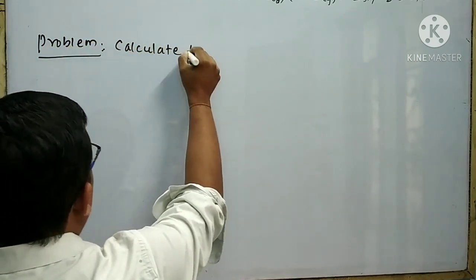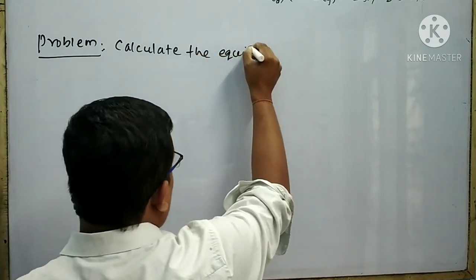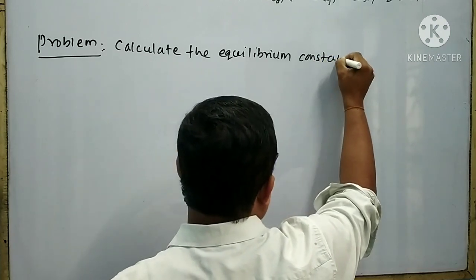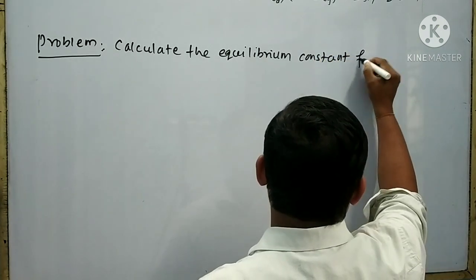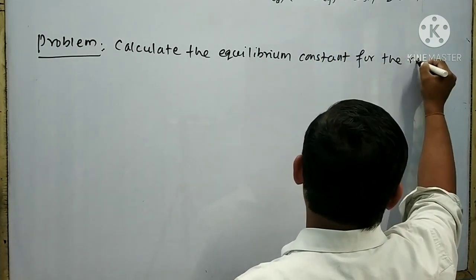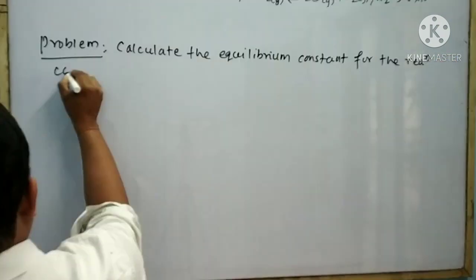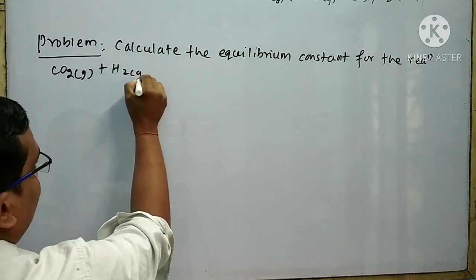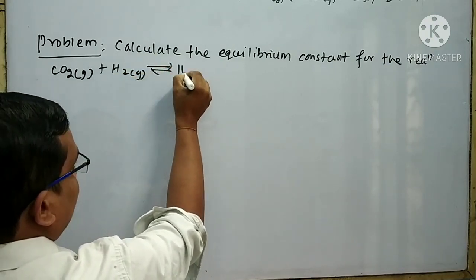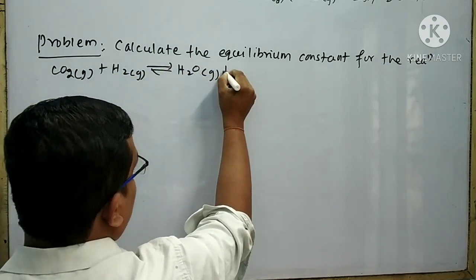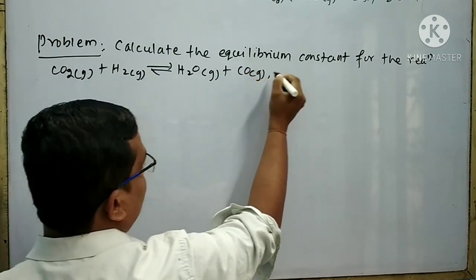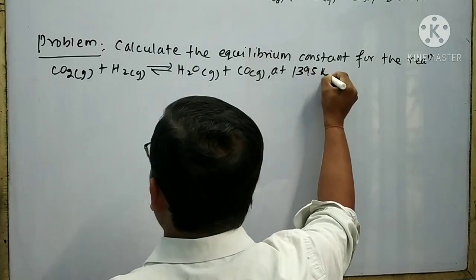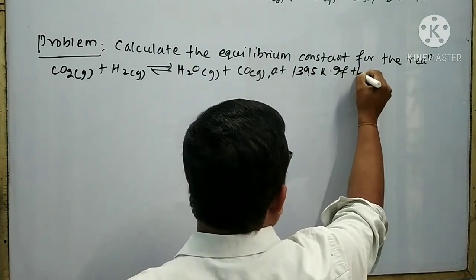Calculate the equilibrium constant for the reaction CO2 gas plus H2 gas gives H2O gas plus CO gas at 1395 Kelvin.